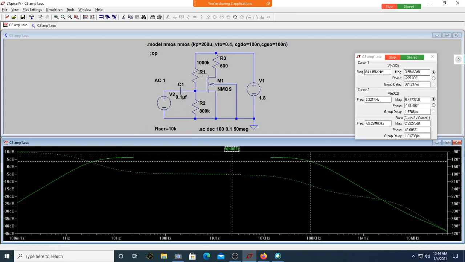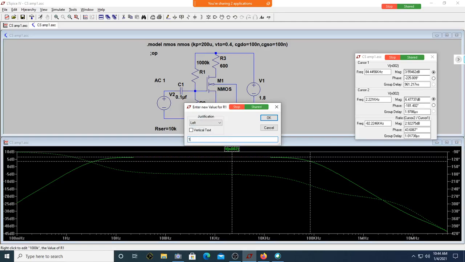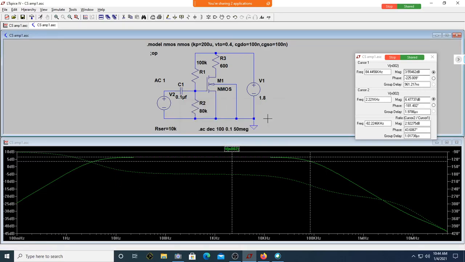Let me change this resistance to 100k and 80k. What is the value now?